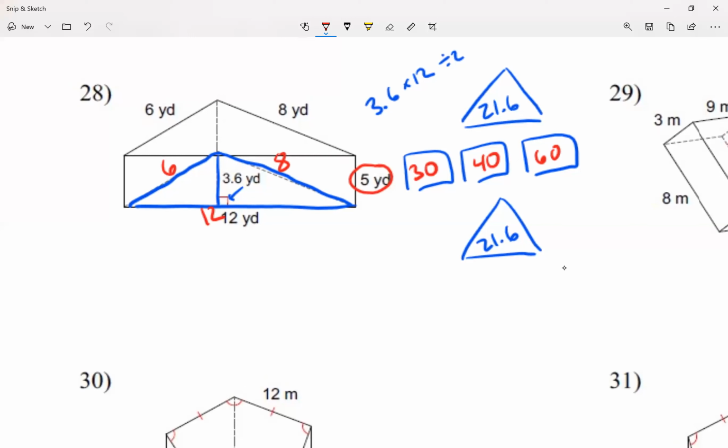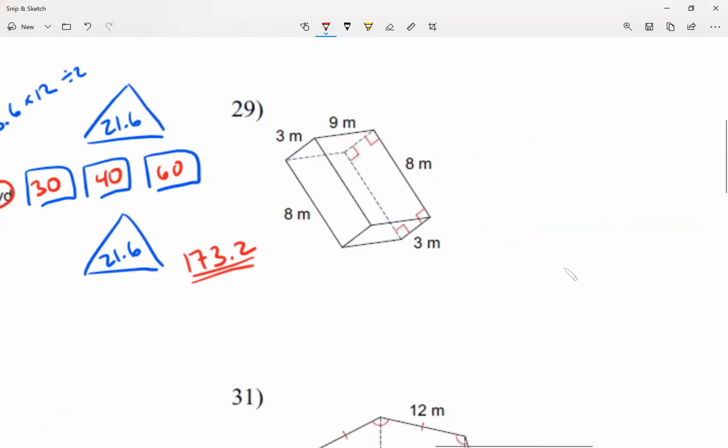And then I'm just going to add everything. Let's see, I'm using a calculator. And I get 173.2, rounded to 1 decimal place. If you get your answer in 2 decimal places, round it to 1 decimal place.